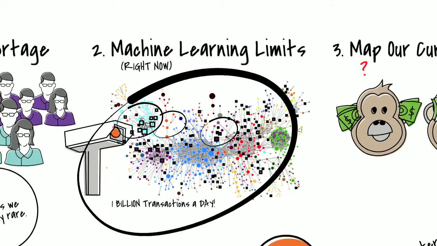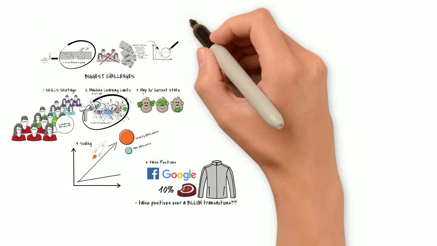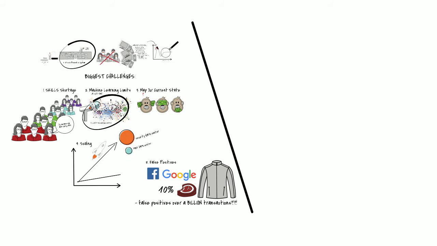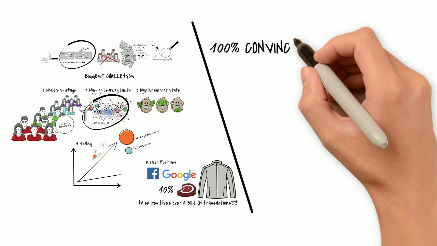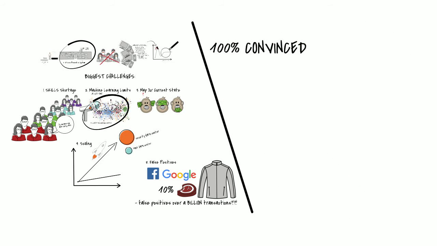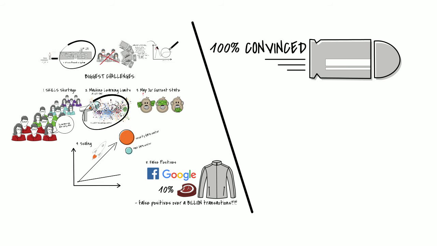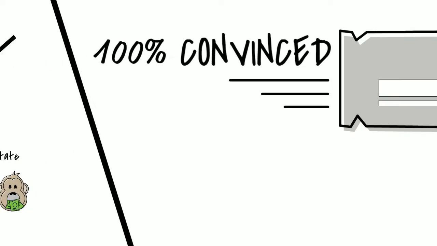So what's the bottom line with all this? Despite all the hype, I am 100% convinced of the value of machine learning in security. But as a good friend once said, there is no such thing as a silver bullet in security. So do I think machine learning can help today? Well, the simple answer is yes.